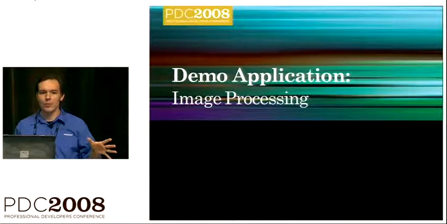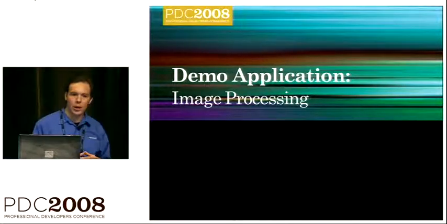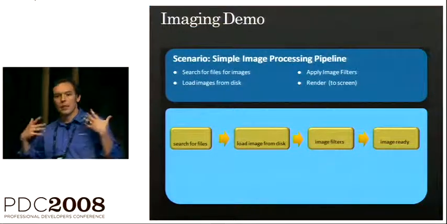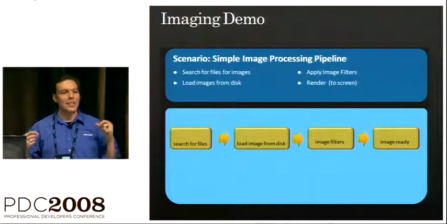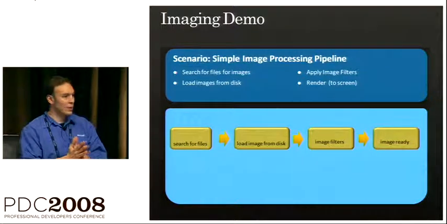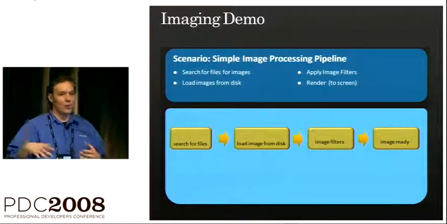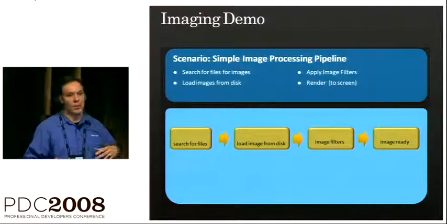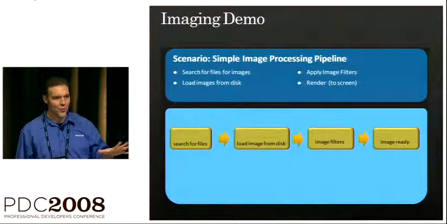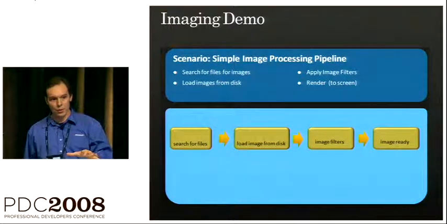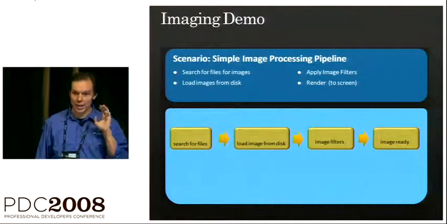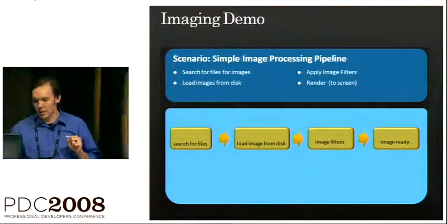So I want to start things off with a demo application that I'll refer back to a couple of times. This is a simple image processing pipeline. It's interesting because it's not just a parallel for, right? It has some I/O. It has some nested parallel fors that can actually work together. And then we have to actually communicate with a file system or display. Specifically, we're going to be looking for image files in a directory, loading those images from disk, applying some image filters to them, and then rendering them to the screen. So let's take a look and see what this looks like serially.